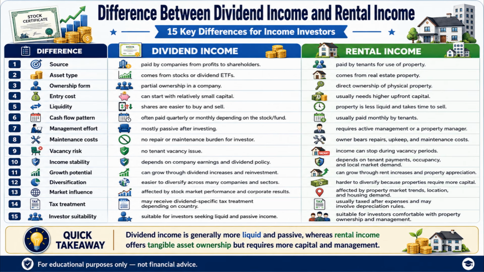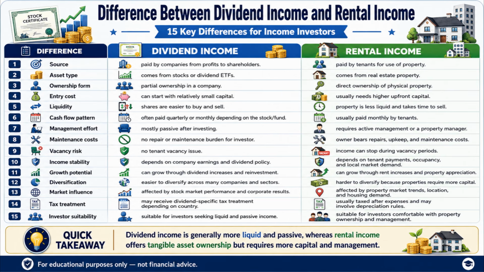Number 2. Dividend income usually comes from stocks, shares, or dividend ETFs, whereas rental income comes from houses, apartments, shops, offices, or other property assets. Number 3. With dividend income, the investor owns a partial share in a company, whereas with rental income, the investor owns a physical property directly.